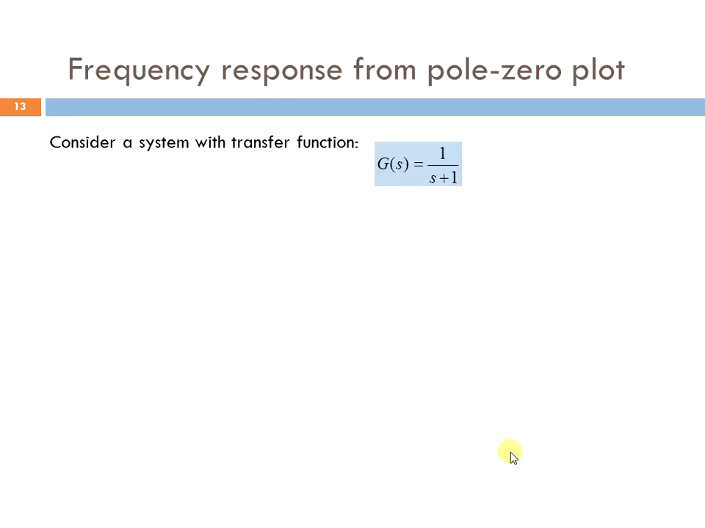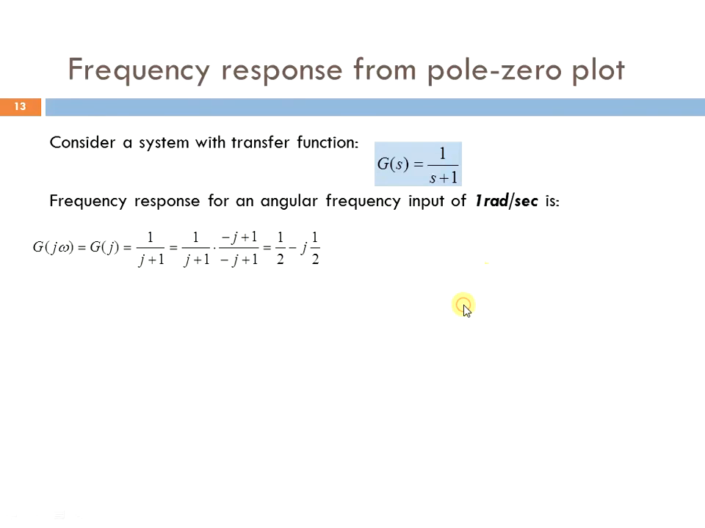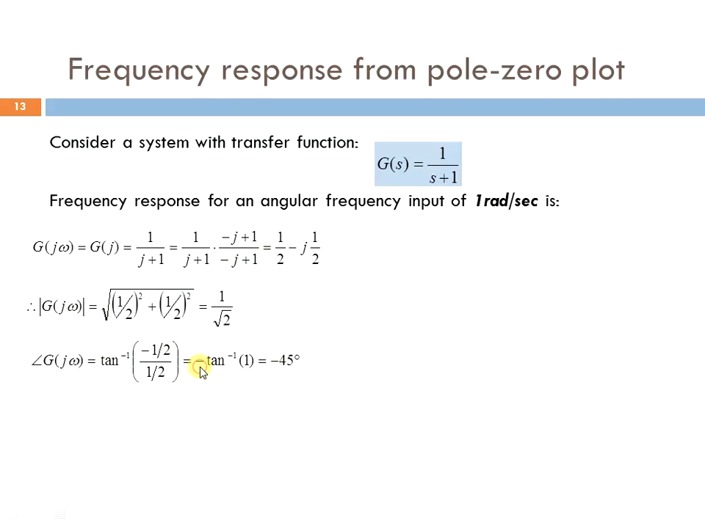Here we look at a transfer function 1 over s plus 1, and we need to determine the frequency response for an angular frequency of 1 radian per second. Using the previous method, we find that the frequency response is given by this value here, 1 over square root of 2 at an angle of 45 degrees.